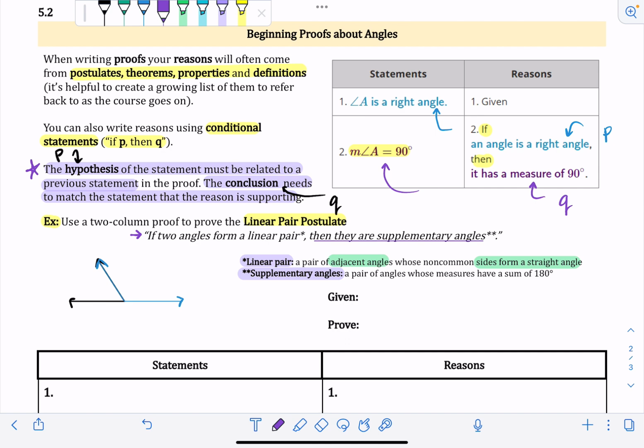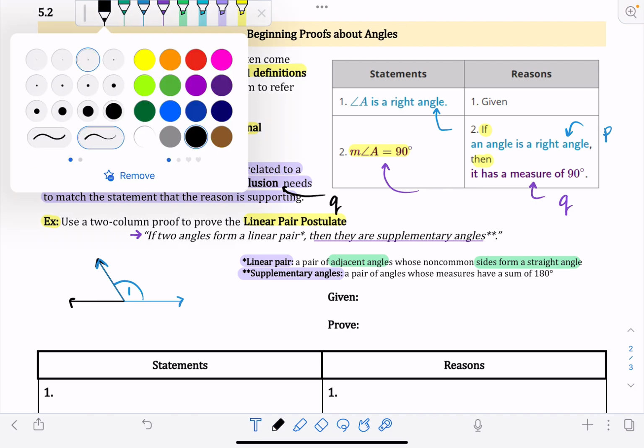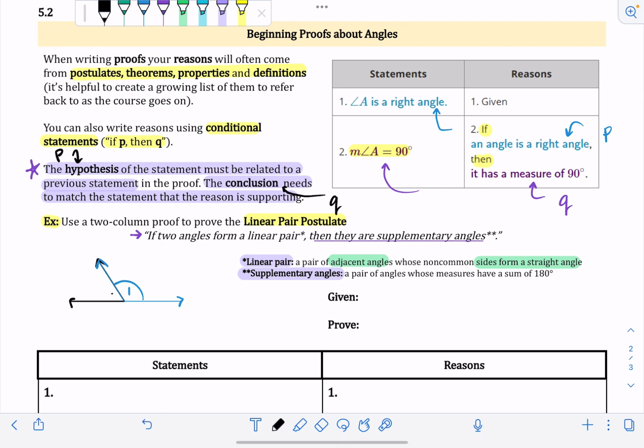So I'm going to go ahead and start labeling my diagram. I'm going to say this is angle 1, and then I'm going to call this angle 2, and then I'm going to give myself some points on it. So this will be A, this will be B, this will be C, and then point D will be up there. Okay, so before we jump into the given and the prove, we have one more thing to do.